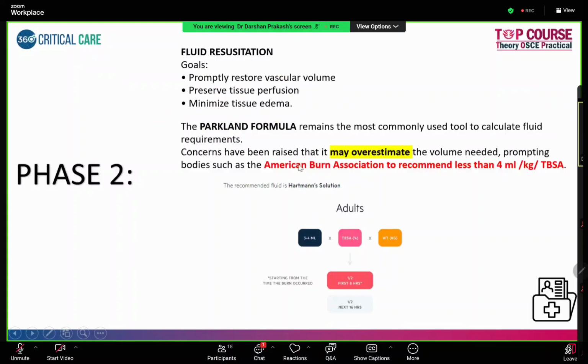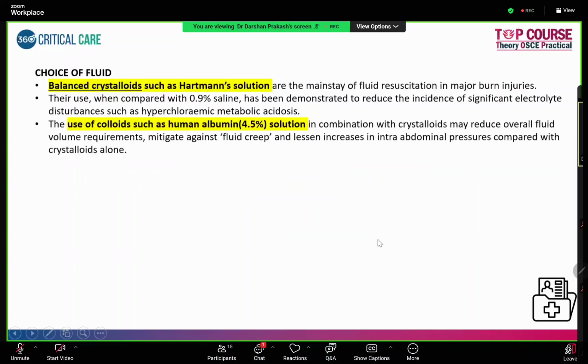Okay, so what happened is the ABA felt that 4 ml per kg body weight can be an overestimate if we use it as a blanket rule for all patients. So that is one of the things they thought about. They always suggest that we start with balanced crystalloids as much as possible. Whenever normal saline has been used, there has been an increased incidence of hyperchloremic metabolic acidosis.